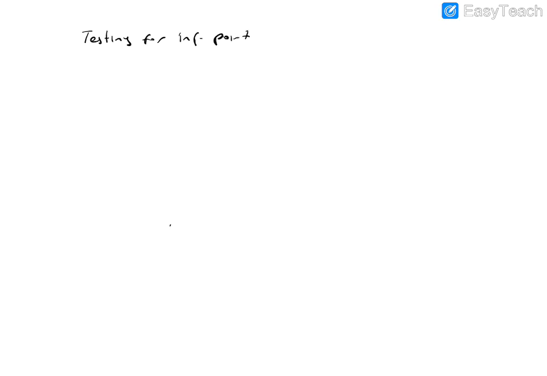Inflection point. The first step, okay, let's write step 1. Find all partition numbers, let's say C, of f double prime. For f double prime, you should find all the partition numbers, okay? But here, such that f is continuous at x equals C.